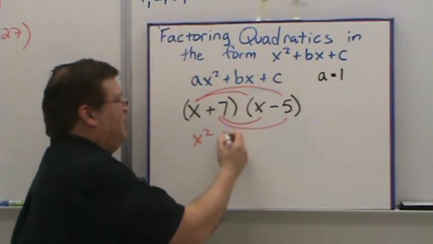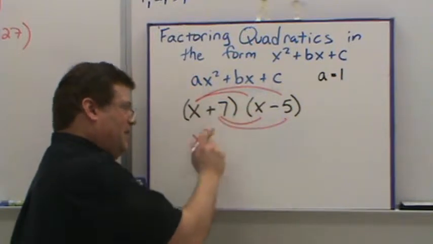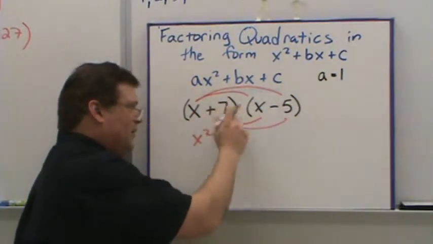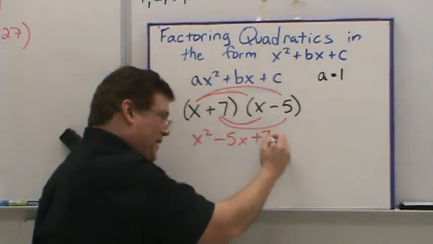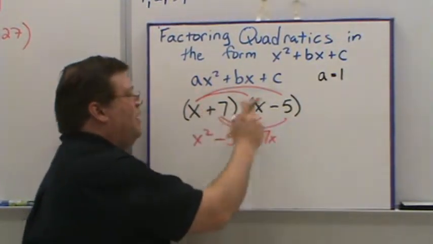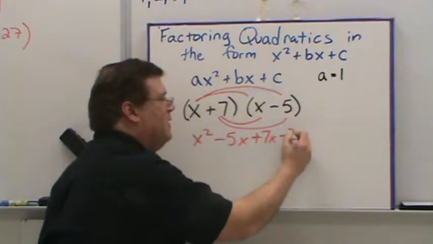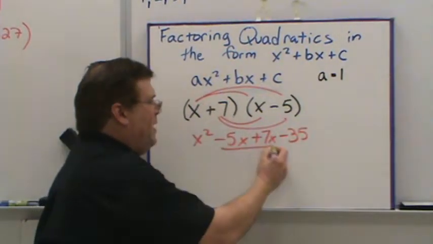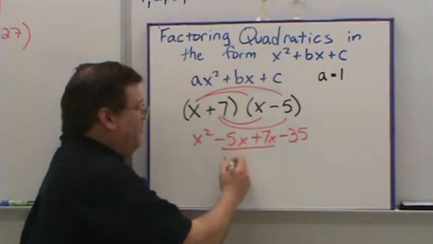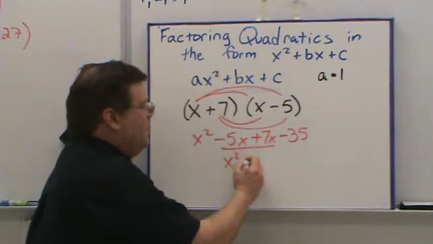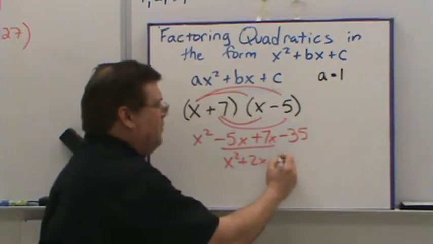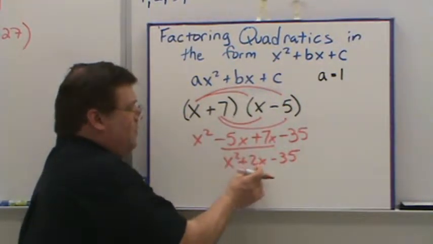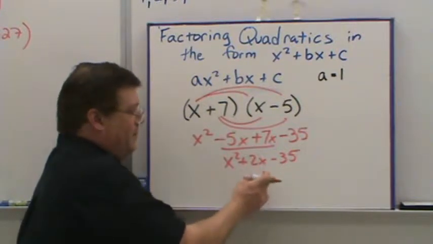7 times x gives you, x times x gives you x squared. X times negative 5 gives you negative 5x. 7 times x gives you positive 7x. 7 times negative 5 gives you negative 35. And then we found that we had like terms here in the middle, so we combine those and we get x squared plus 2x minus 35, adding those coefficients to get the new coefficient of the combined like term.